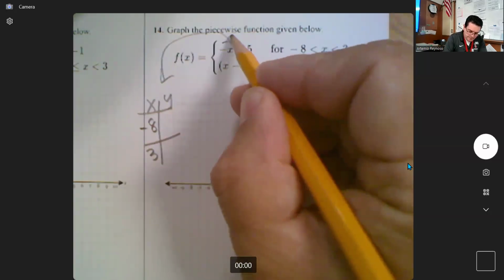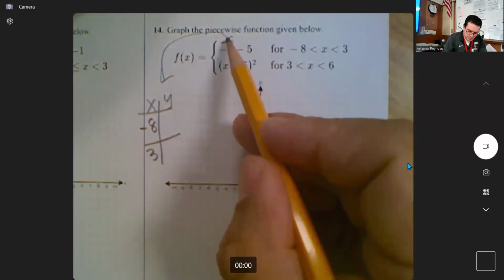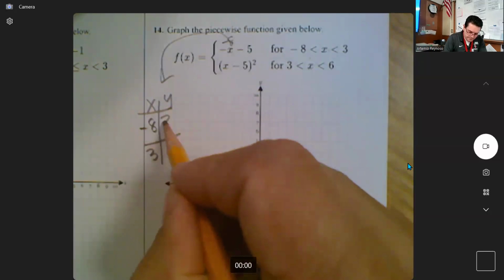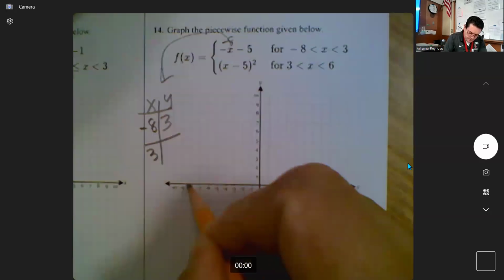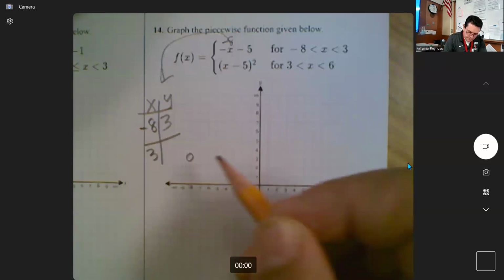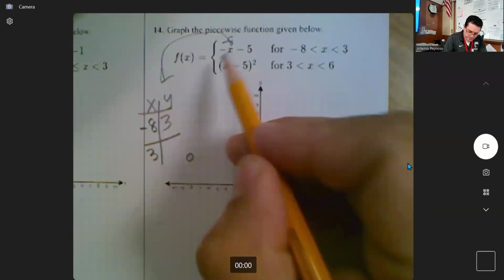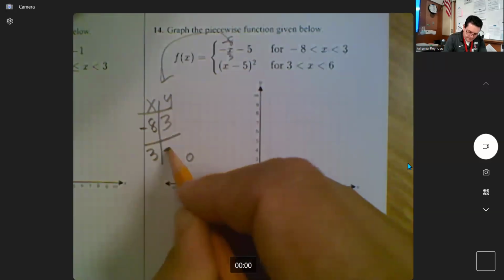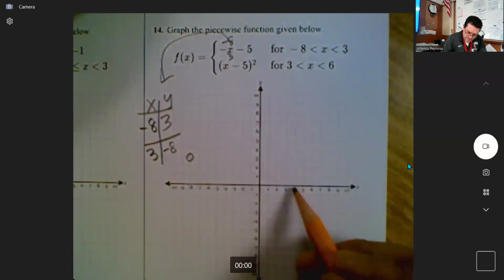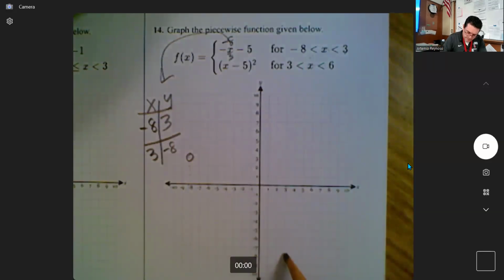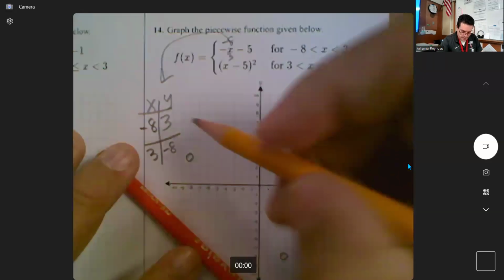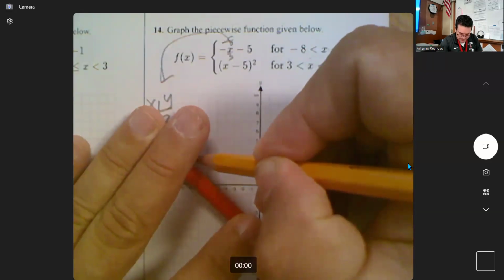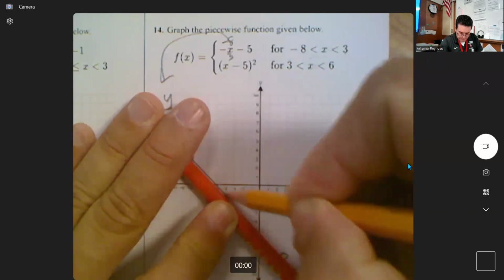So I will do -8 as input: negative times a negative is positive, 8 minus 5, 3. So -8, 3, remember excluded. Then the 3, plug it here, -5 minus 3, -8, 3, down 8, and that's also excluded. Now I will join it. I will find a straight edge, guys. Okay. Hoping I do a good job.